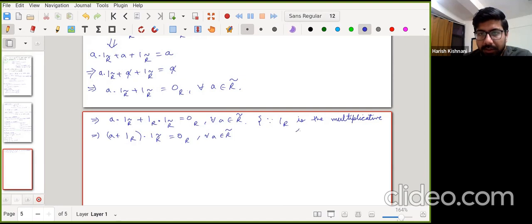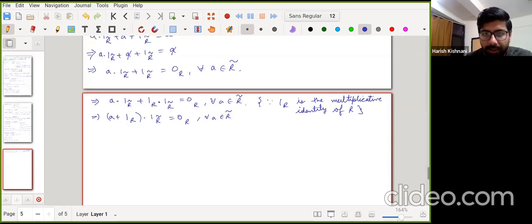So 1 of R is the multiplicative identity of R. Okay. So that's why we can just multiply this element with our 1 of R and we will get back this element again. And here I am using the fact that plus and dot are distributive in the original ring R. Okay.